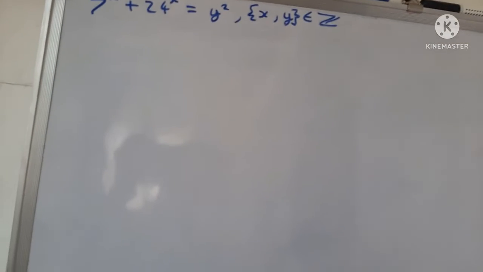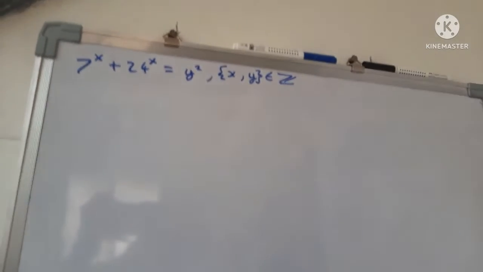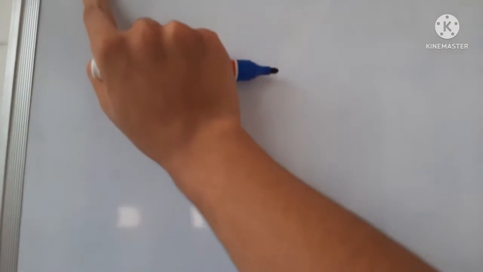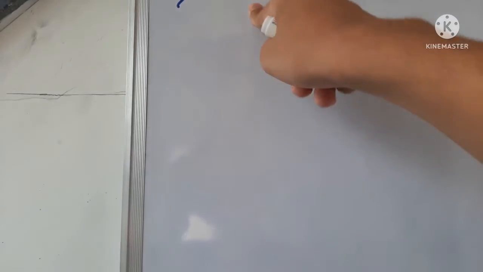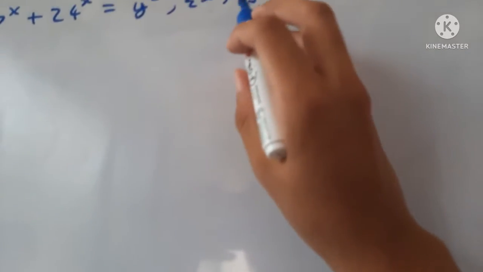Okay, so this is a problem, another one from Twitter. It's an intriguing one, right? So the problem says 7 to the power of x plus 24 to the power of x is equal to y squared. And of course, it's given in the problem that x and y are integers.